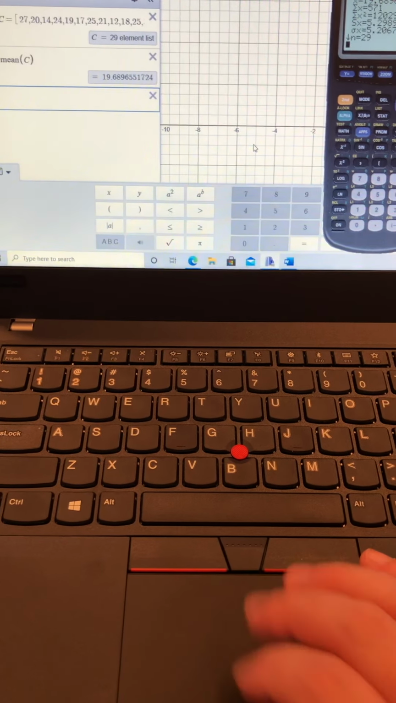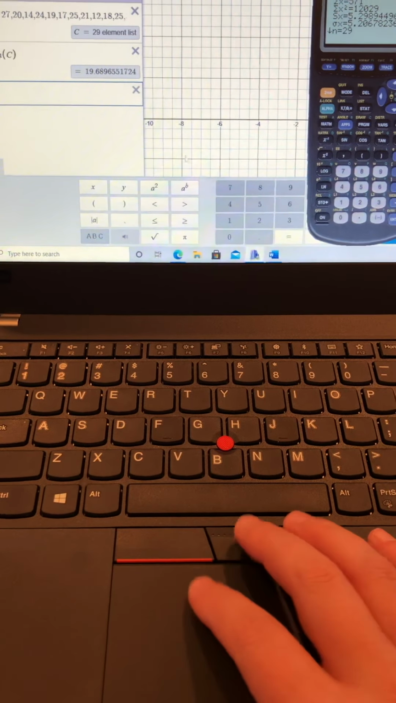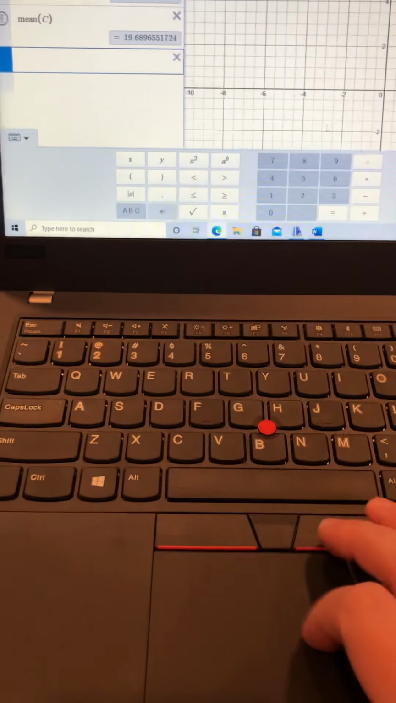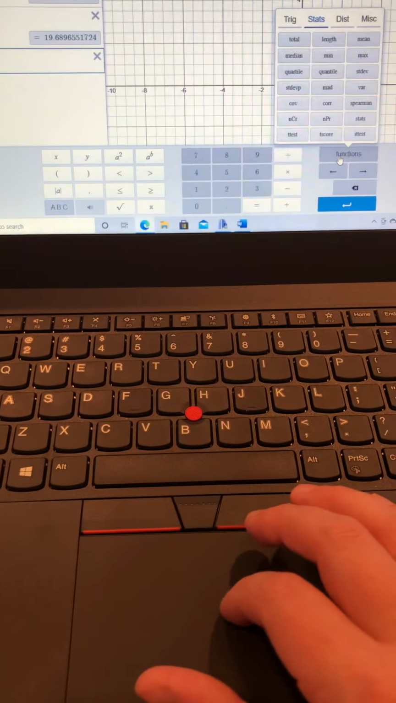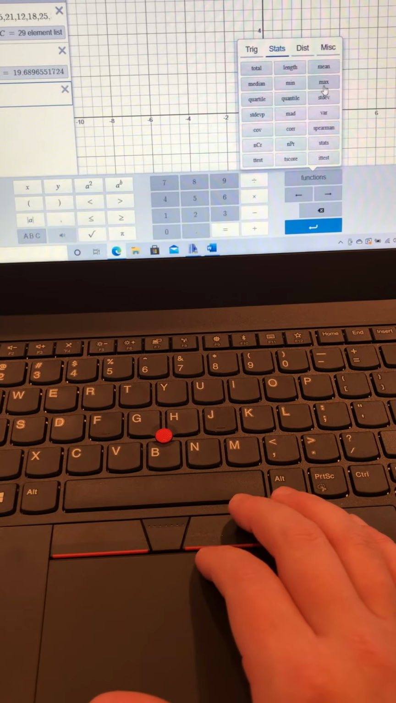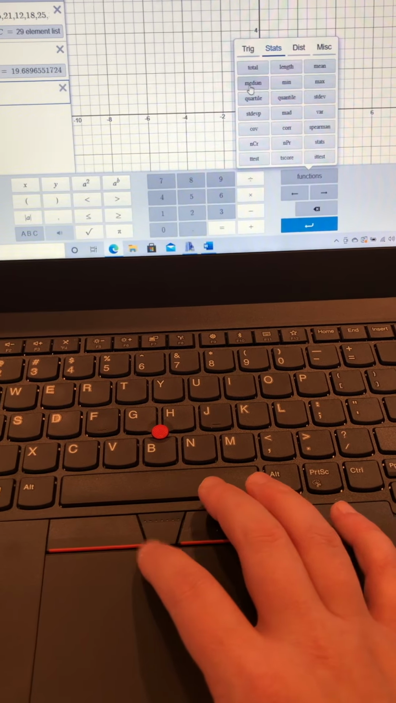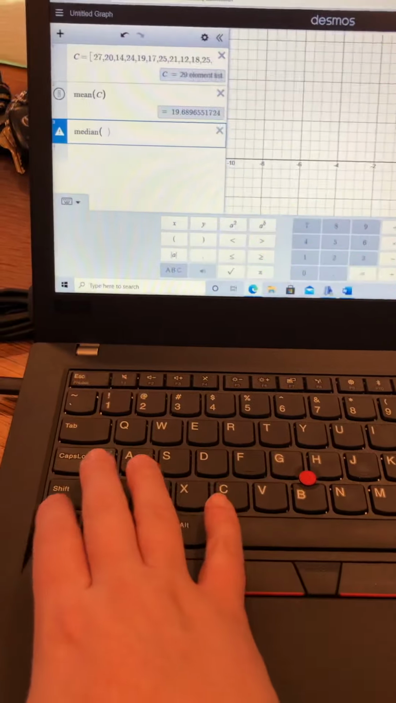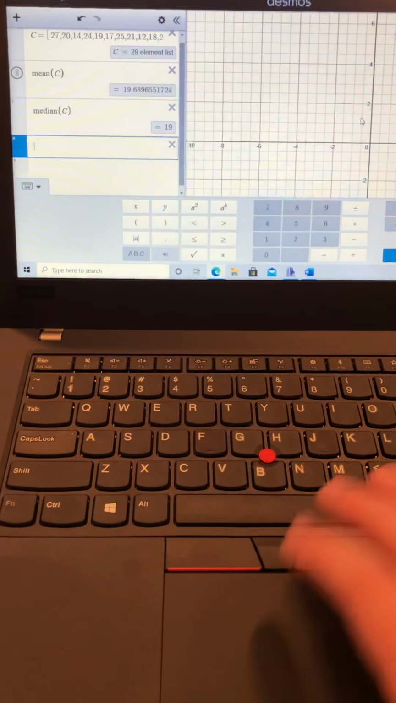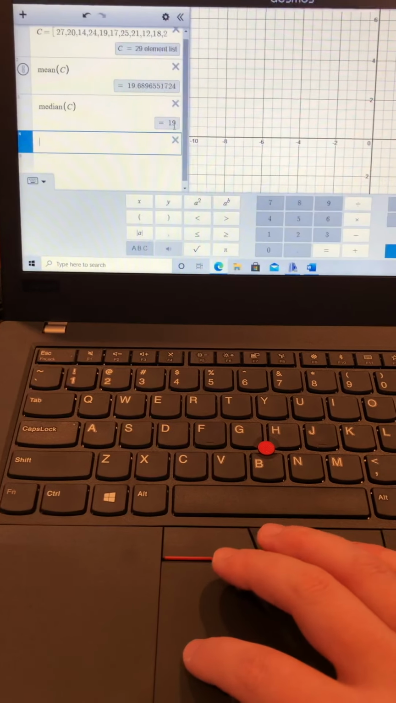And then we want the median. So again, if you go to Desmos, if you go back to functions, it'll give you the median. You can click median. And you can hit C, and it says it's 19, which is what we got on the calculator.